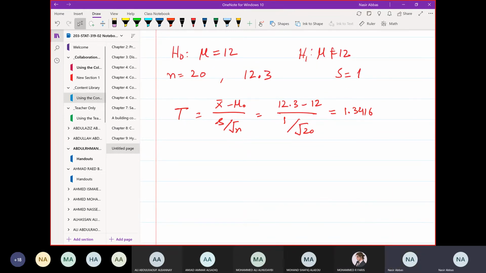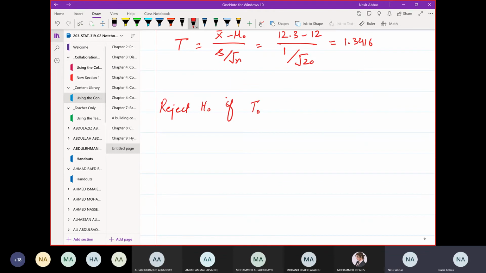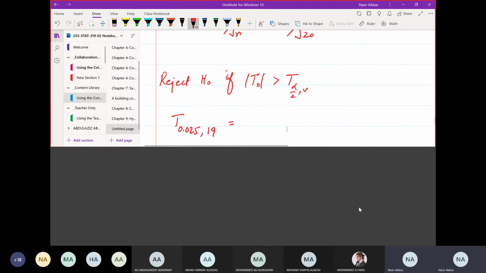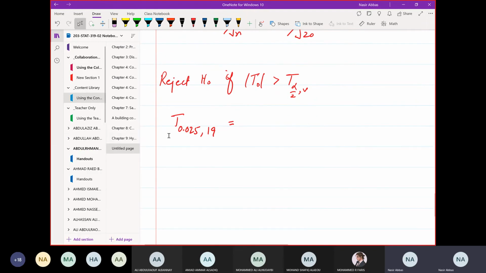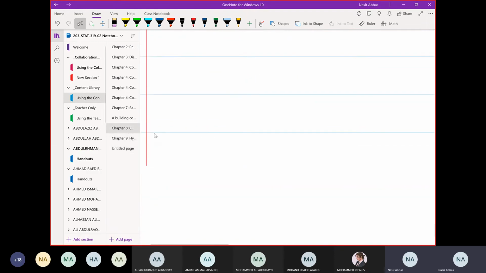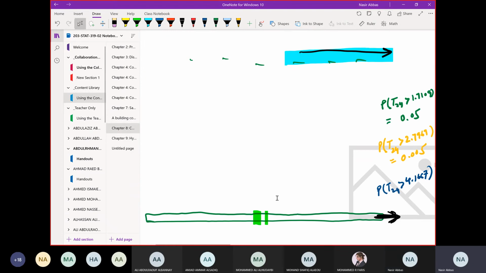Now, if you want to use the rejection region approach, you will write reject H0 if my T0 absolute value is more than T alpha by 2 with V degrees of freedom, where this T alpha by 2 with V degrees of freedom, if your alpha is 5%, is T 0.025 with 19 degrees of freedom. I divided it by 2 because I have H1 that is two-sided. I'll go to the table and look in 19 degrees of freedom this time.